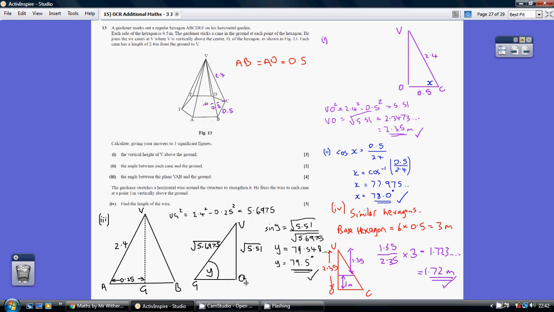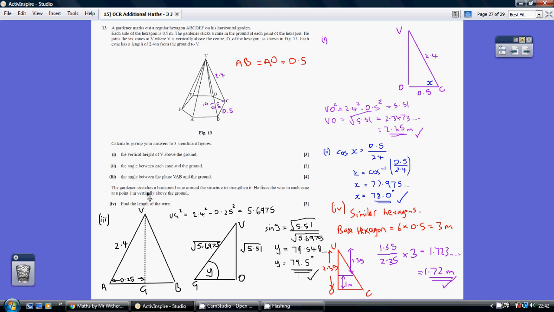So going to my triangle VGO, my length VG is root 5.6975. My VO, back up here, is root 5.51. So for my angle Y, using sin, opposite over hypotenuse, sin Y equals root 5.51 divided by root 5.6975. So Y is inverse sin of this division, giving me Y being 79.5 degrees to 3 sig figs.